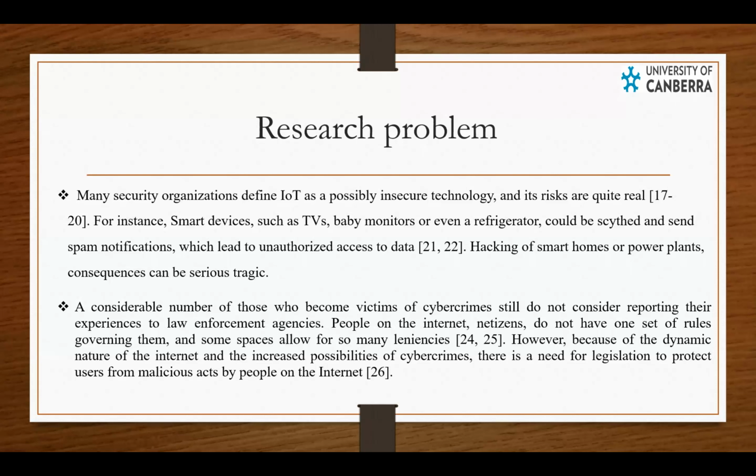A considerable number of those who became victims of cybercrimes still do not consider reporting their experiences to law enforcement agencies. People on the internet, what we call netizens, do not have one set of rules governing them, and some spaces allow for many leniencies. However, because of the dynamic nature of the internet and the increased possibility of cybercrimes, there is a need for legislation to protect the user from malicious attacks or acts by people on the internet.